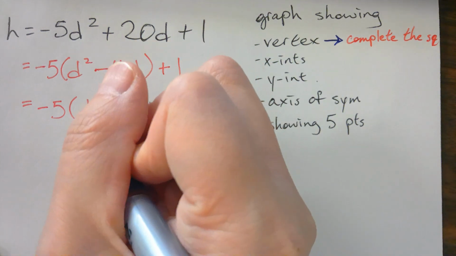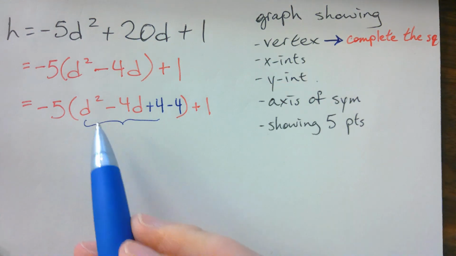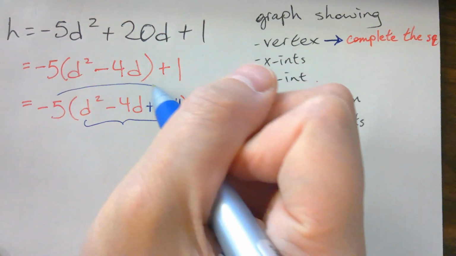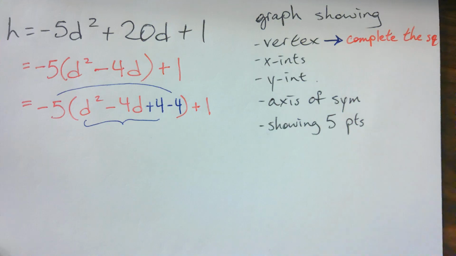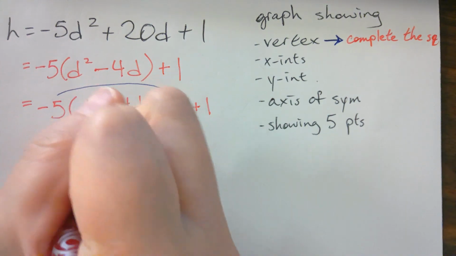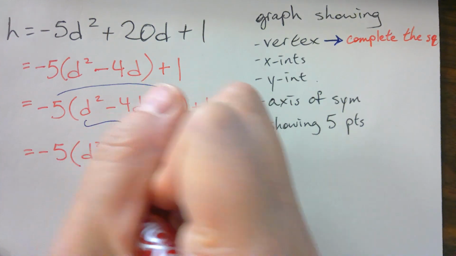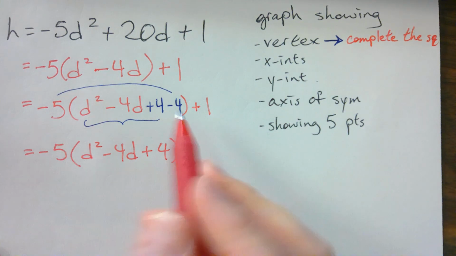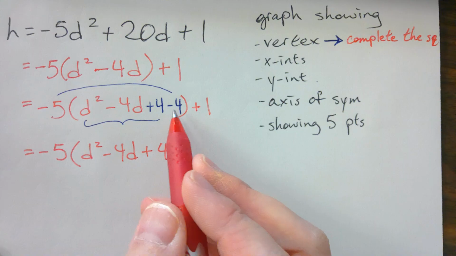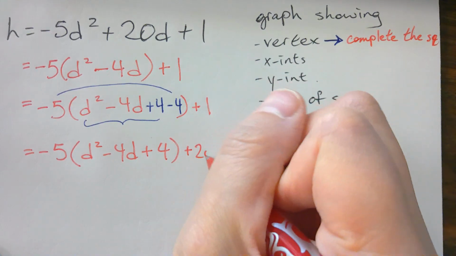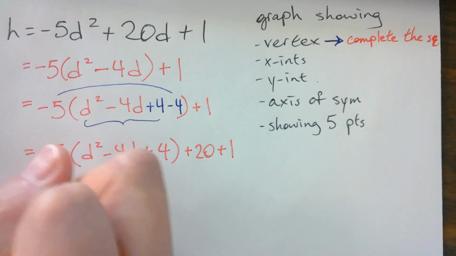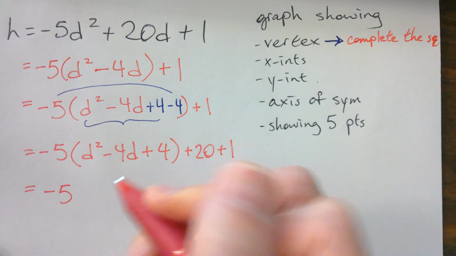And then remember to complete the square. I only want these 3 terms. I don't want this extra negative 4 right here. So I'm going to multiply it to bring it out. So d squared minus 4d plus 4. When I bring the negative 4 times negative 5 out, I get 20. Don't forget the plus 1 is still there, it didn't disappear. So then I get negative 5.